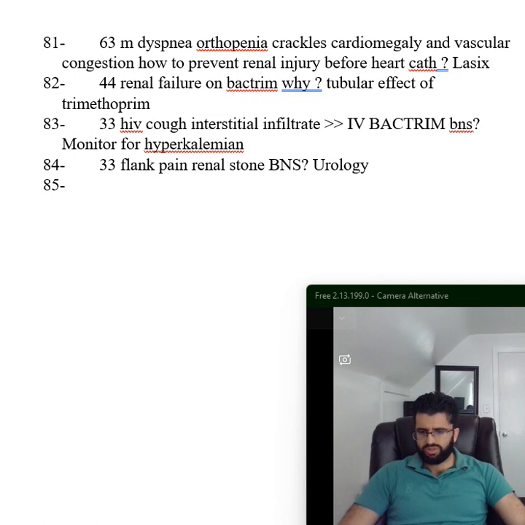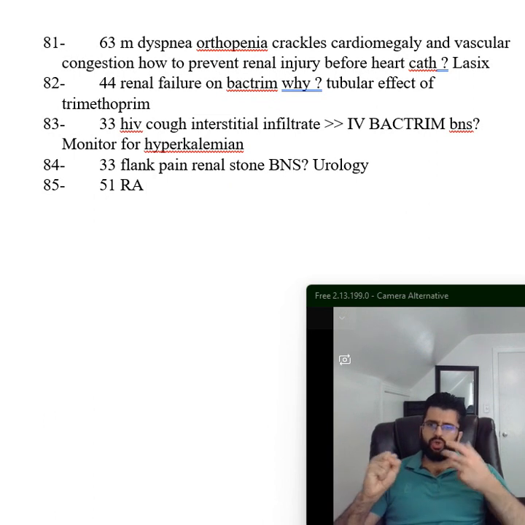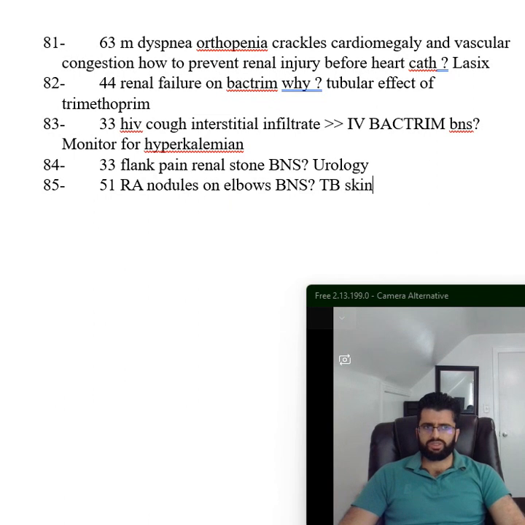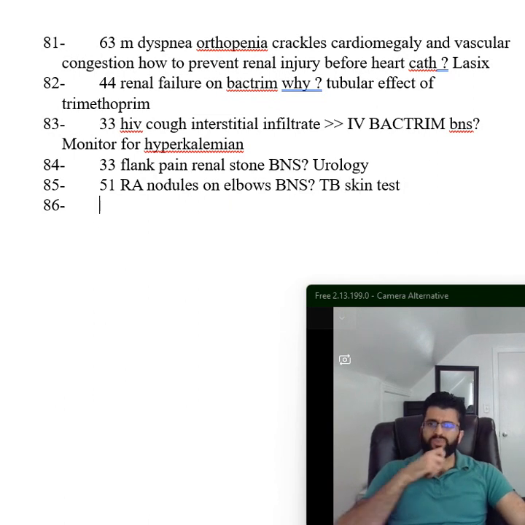Now you have this patient who has rheumatoid arthritis. A 51-year-old with rheumatoid arthritis symptoms. They tell you swollen fingers, and nodules over the elbows as well. Nodules on the elbows is a good clue for rheumatoid arthritis. They ask what's the best next step before starting treatment. You do a TB skin test. Why? Because they failed methotrexate, and they're still not controlled despite being on that, so you're going to start the biologic DMARD. So you want to do a TB skin test.